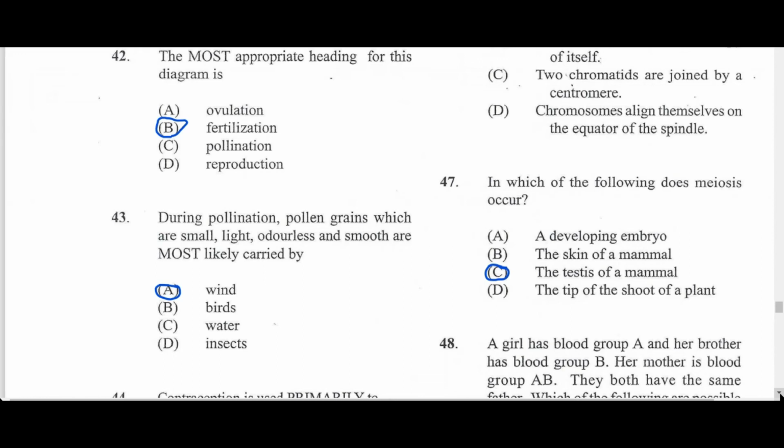47. In which of the following does meiosis occur? C is our answer here. The testes of a mammal. Remember, it is the haploid number of chromosomes that is being passed on. So meiosis definitely will have to take place where the number can be halved.